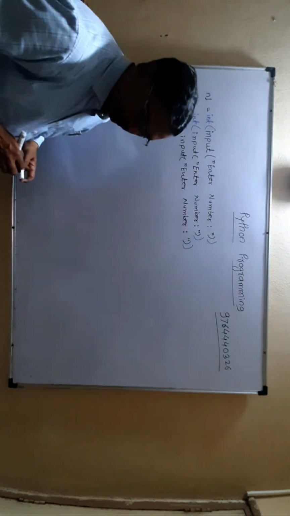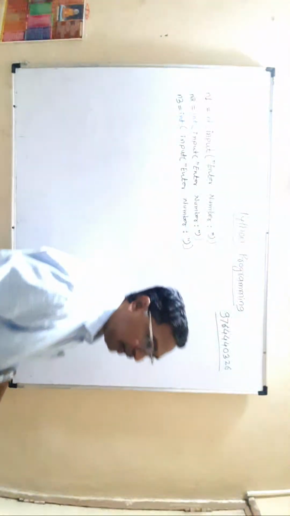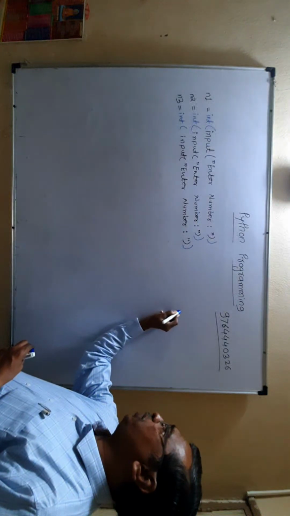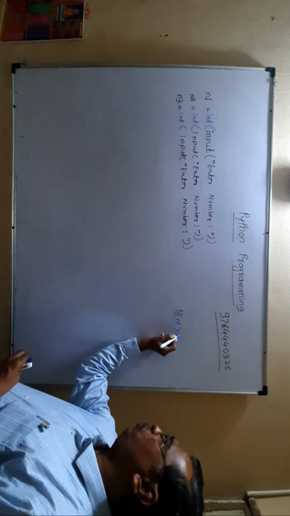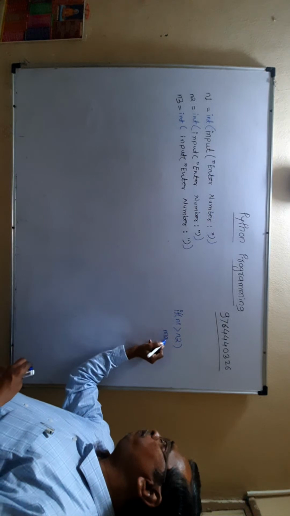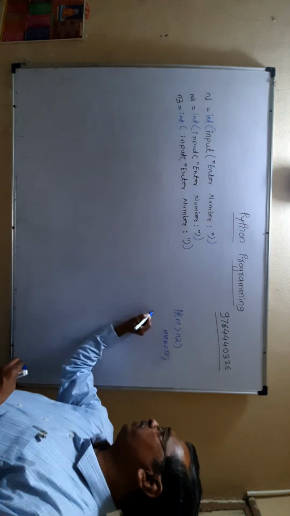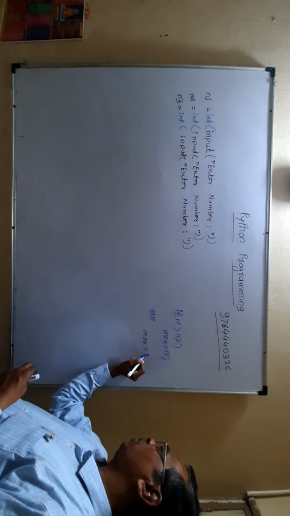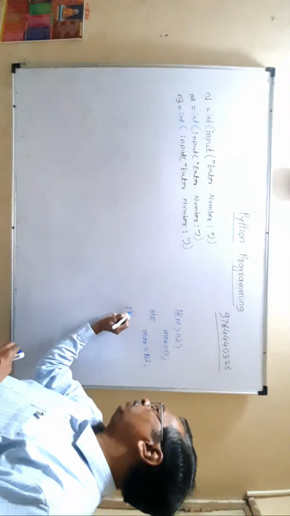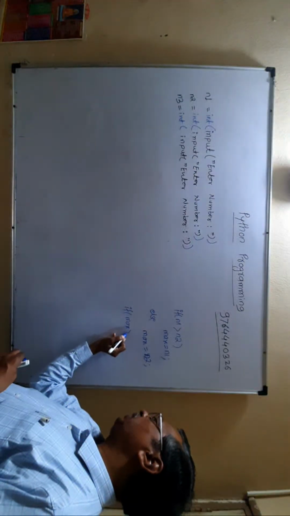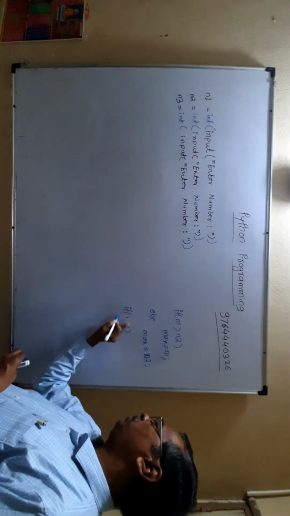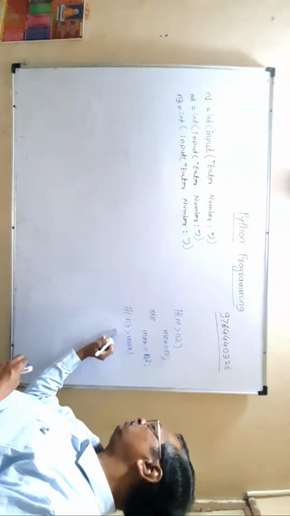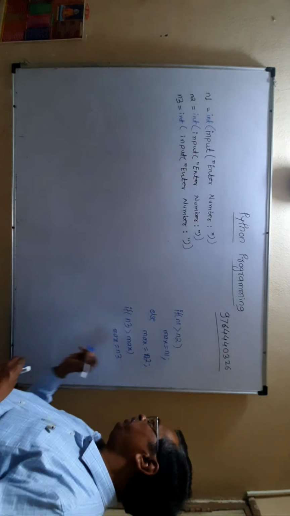This is simple. I want to read three numbers and find out the largest number. If you consider simple C programming, what we can do is: if n1 is greater than n2, max is equal to n1, else max is equal to n2. If n3 is greater than max, then max is equal to n3.